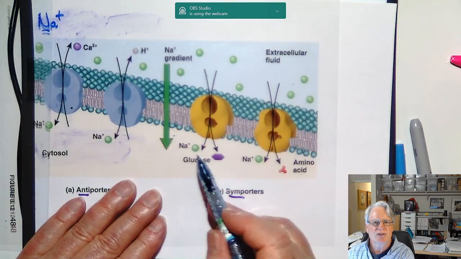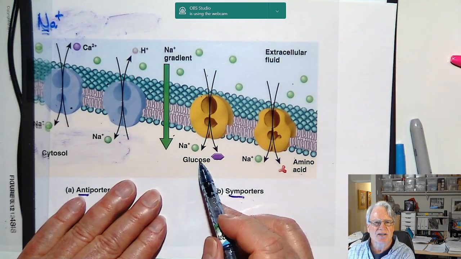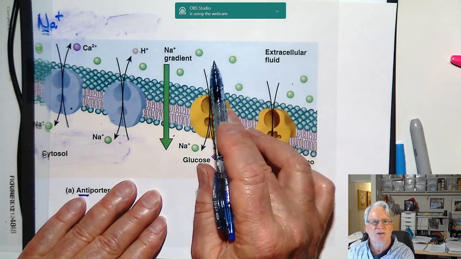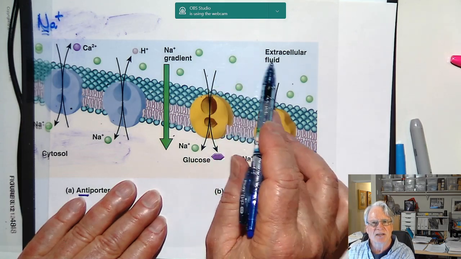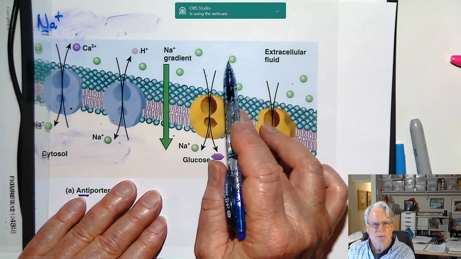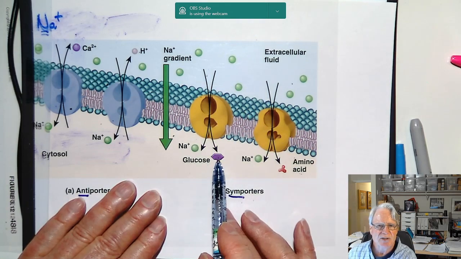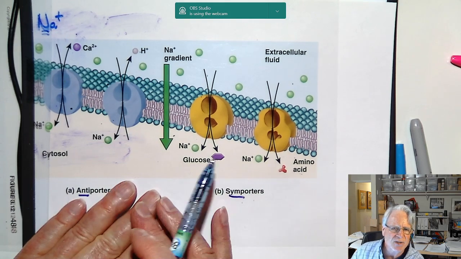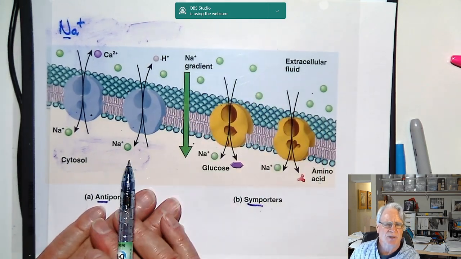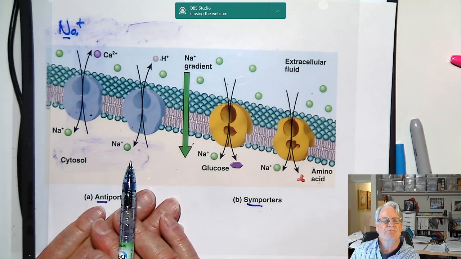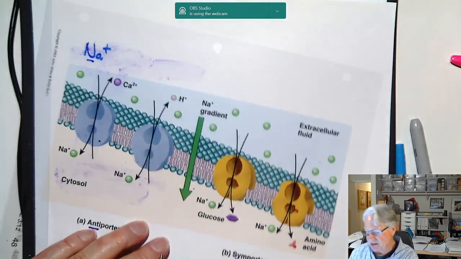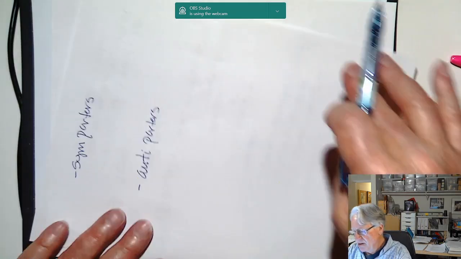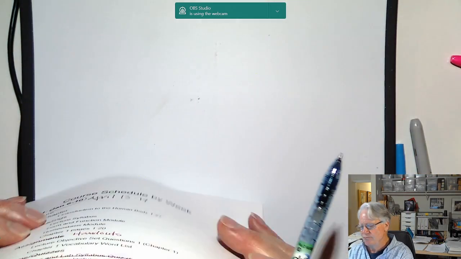There's my glucose, there's my sodium, low concentration on the inside, high concentration outside. This would be the tubular filtrate, the material that's in the tubule of the kidney, and we're moving it in this direction. Recapturing the glucose, we do that with amino acids as well. But we don't have to go in the same direction. We can go in the opposite direction as well. Okay, symporters or antiporters.